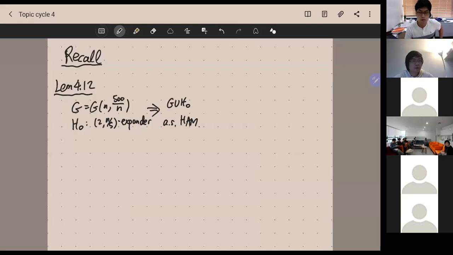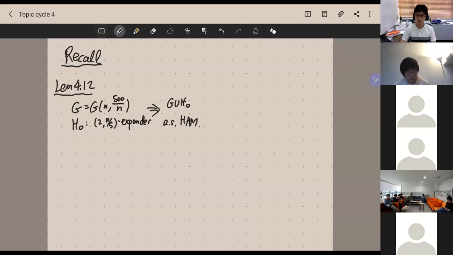So we start by recalling what happened yesterday, just very briefly. Basically, yesterday we covered this lemma 4.12, which the statement itself is also very clean. We have on the same vertex sets two graphs.